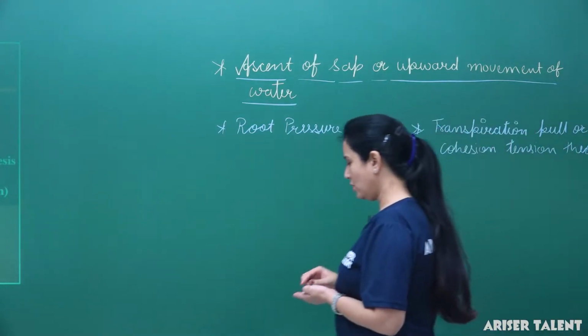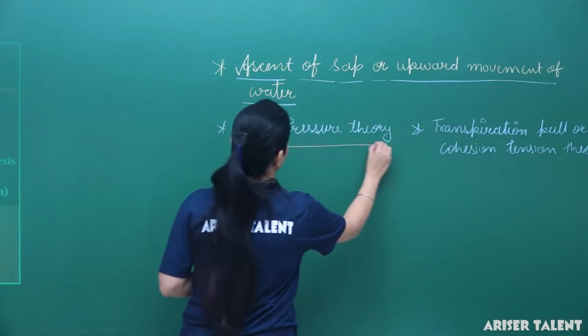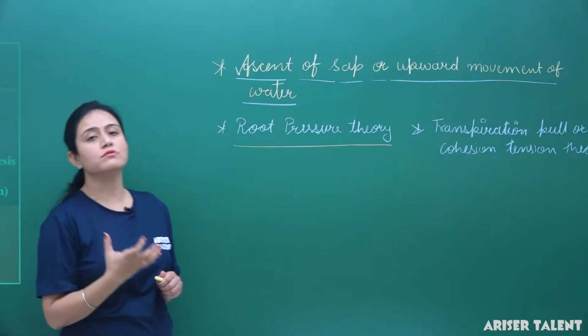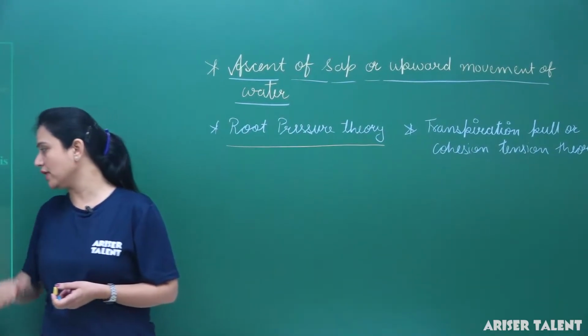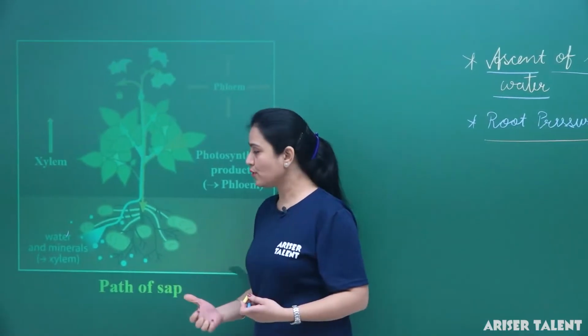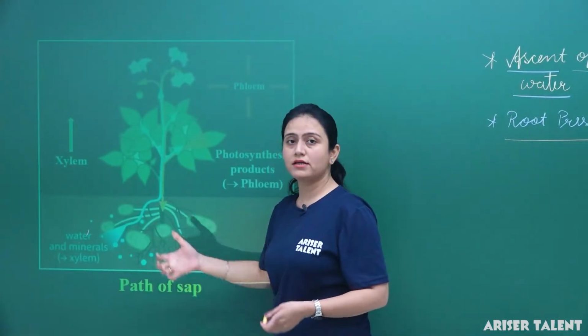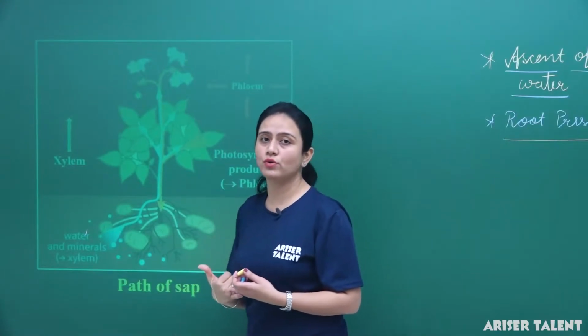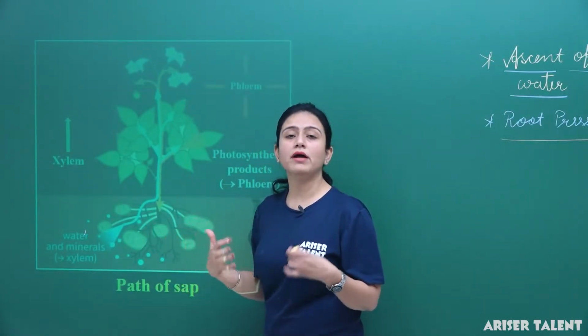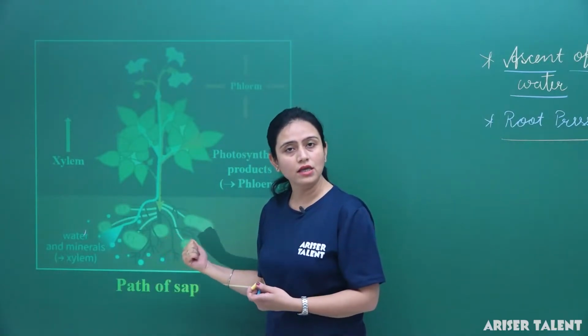So first of all, we are going to talk about root pressure theory. Root pressure theory: what happens when the root absorbs water and minerals? Here let's come to the diagram. When the root absorbs water and minerals, that was the first process, then the root exerts pressure. That pressure is known as root pressure, and that pressure is exerted by the metabolic activities in the roots.